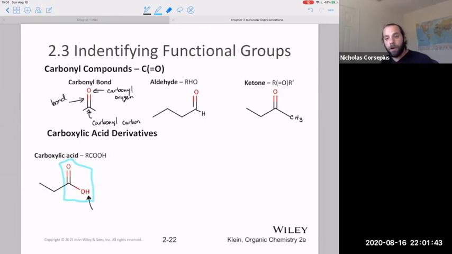Okay, so then another carboxylic acid derivative, it's really easy to turn a carboxylic acid into what's called an ester. And an ester is very similar, except instead of having an OH, you see that you have actually an oxygen bound to a carbon on the other side. So in this case, it's a methyl group. It could be any sort of an alkyl group. But bottom line is it's not a hydrogen anymore. It's replaced by an alkyl group.